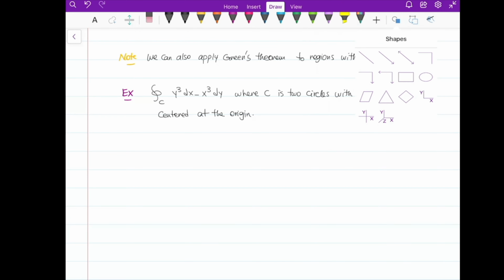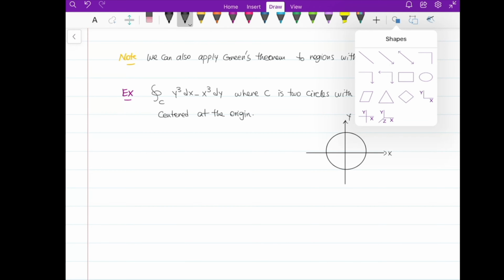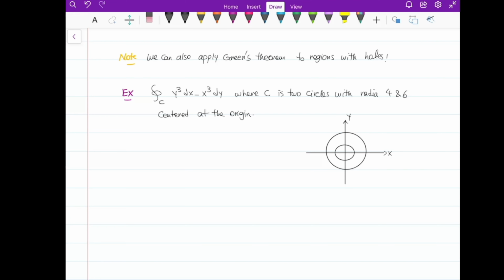Okay, so let me graph the region of the integration. This is x axis, y axis. So I have two circles, one with radius 6 and the other one with radius 4. It's not a good scale, but that's okay. So it's with radius 6, this is with radius 4, and then the integral over C is actually the integral over C1 plus the integral over C2.